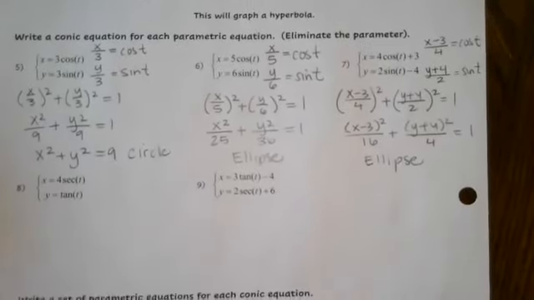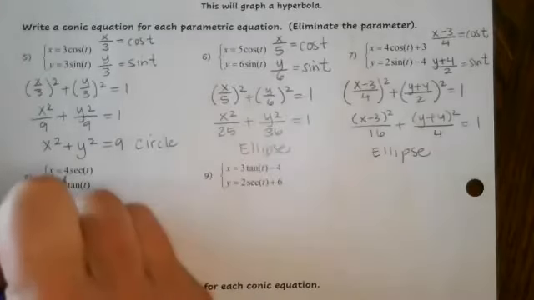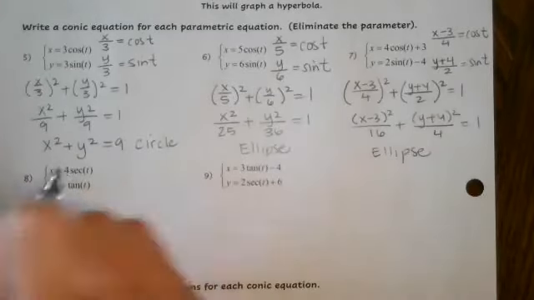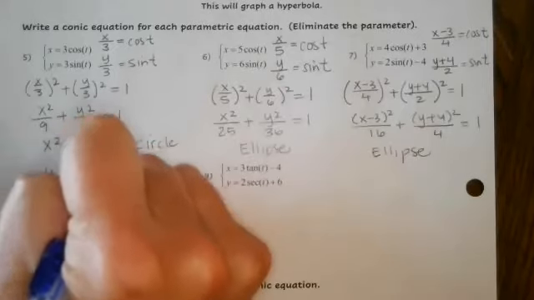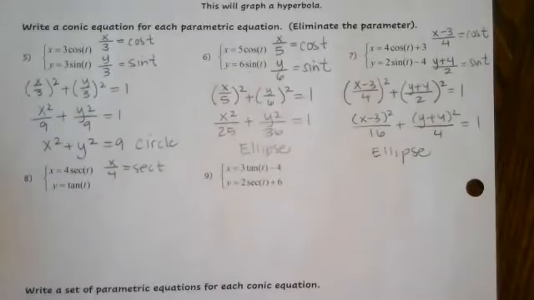All right, we'll try a couple more. On number 8 here, it's got secant and tangent, so you'll get to see what that looks like. For my first one, I would want to divide by 4 to get rid of this one. So we get x over 4 is equal to secant of t. And then the y is already solved here, so there's nothing we have to do with that one.